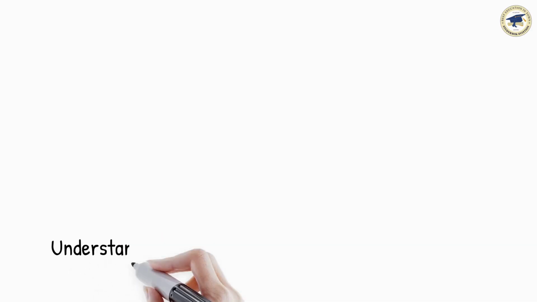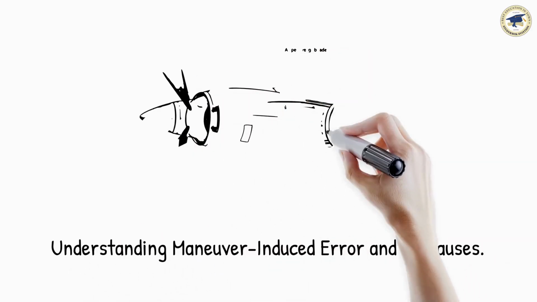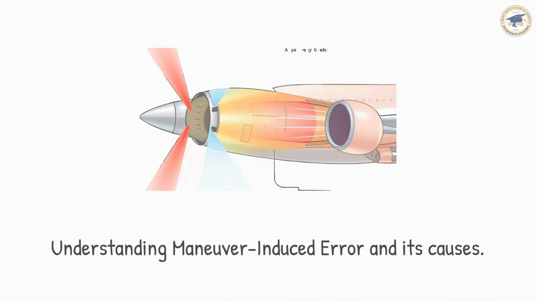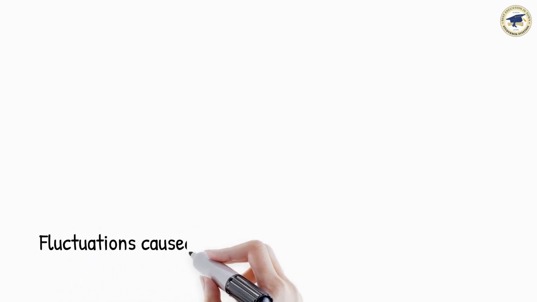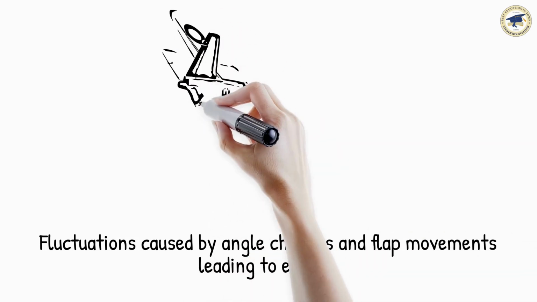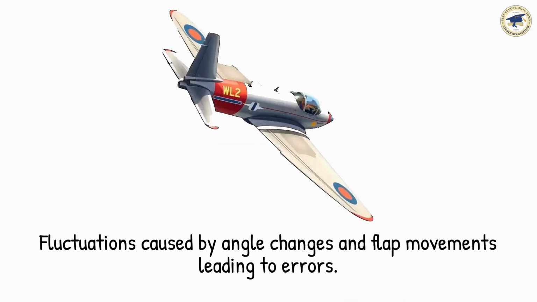Now let's look at the second error, maneuver-induced error. This error results mainly from temporary fluctuations of air pressure at the static vents. These fluctuations are caused during changes in the aircraft's angle of attack, or when flaps are extended or retracted. Maneuver-induced error is most noticeable during pitch changes, for example, at the start of a climb, leveling off, or descending.